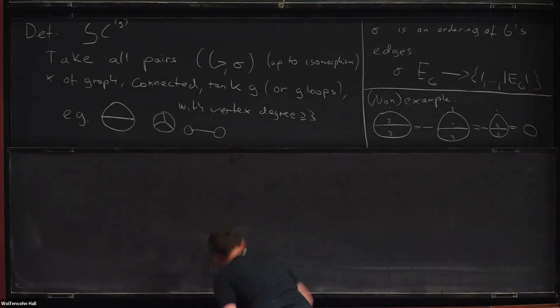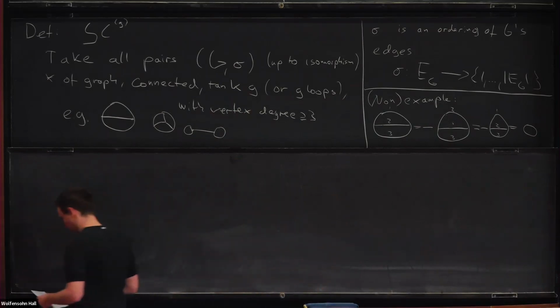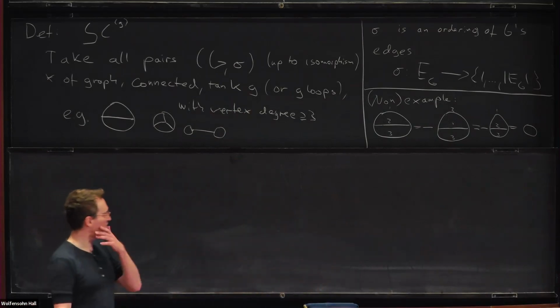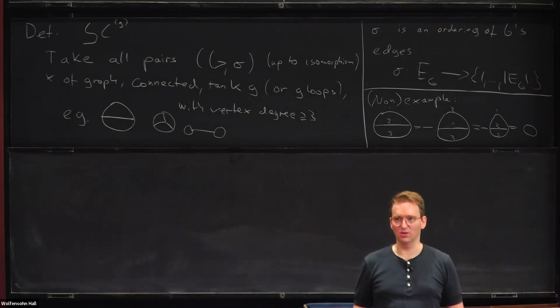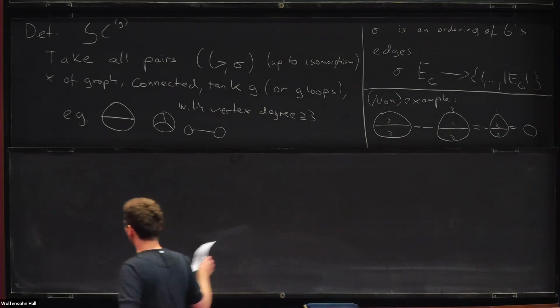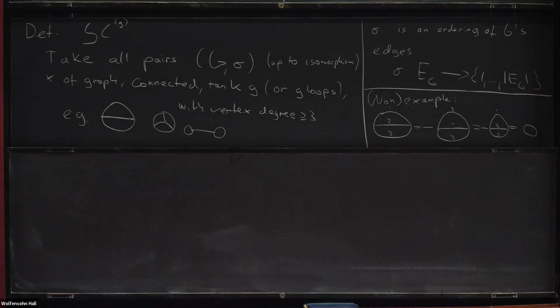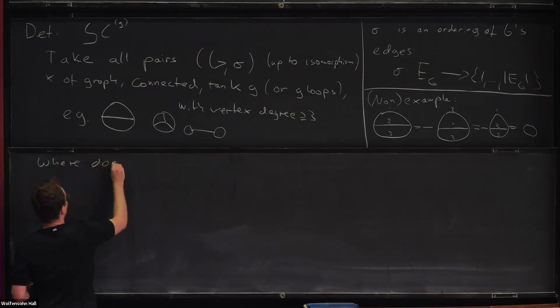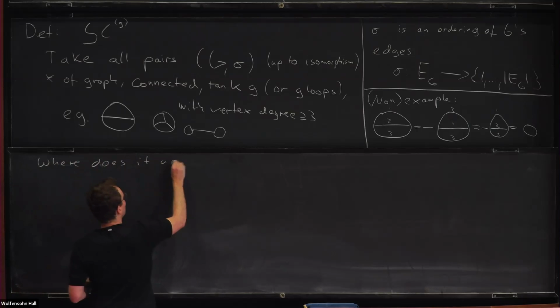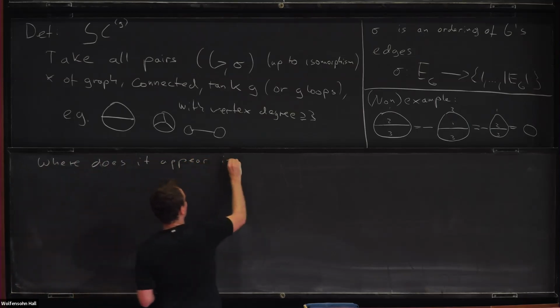Okay, so now we defined it, but why is it actually so interesting? It's, of course, an entirely combinatorial thing to consider. It's very simple to describe, but the surprising thing is that such a simple combinatorial object suddenly appears everywhere. So where does it appear in the wild?